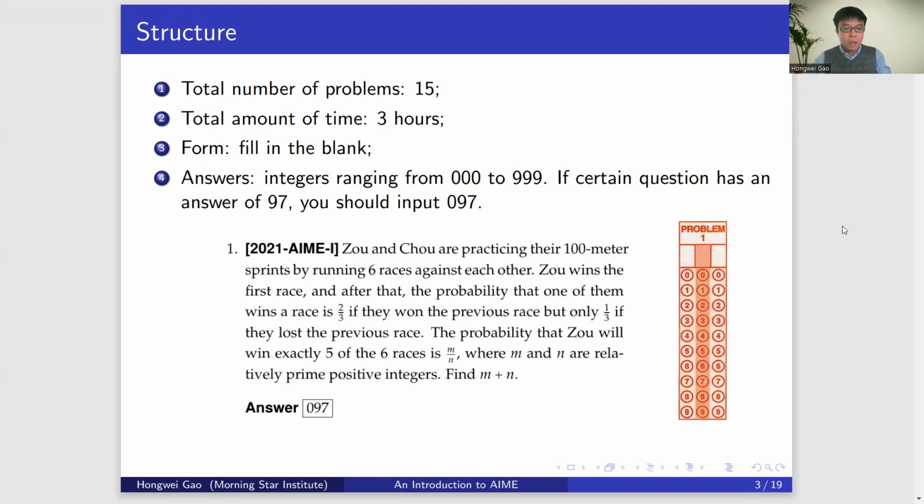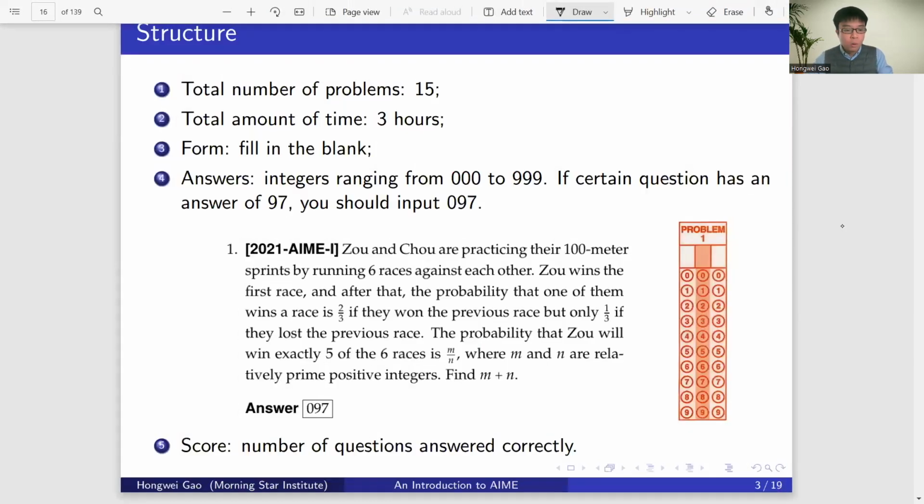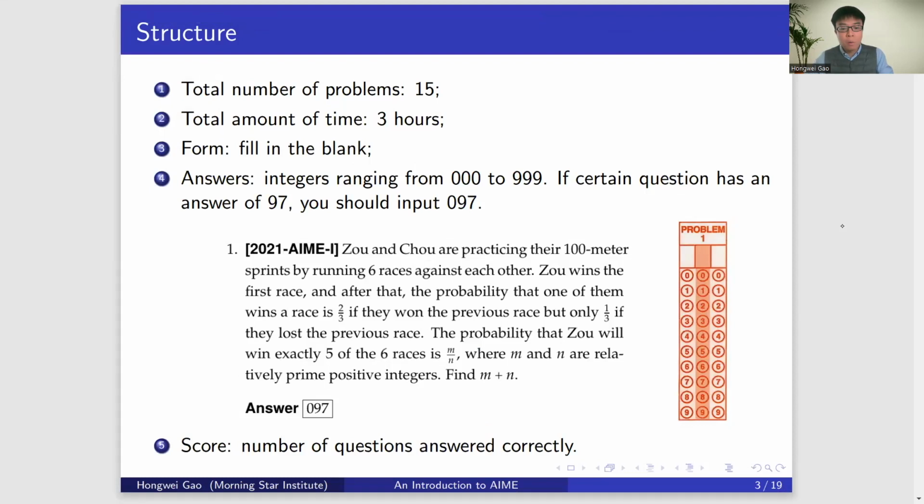For example, in the year 2021, AIME 1, question 1 has the answer 97. So what you should do is just darken 097. And your score is just the number of questions answered correctly.